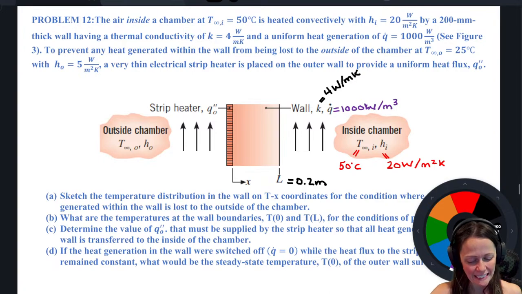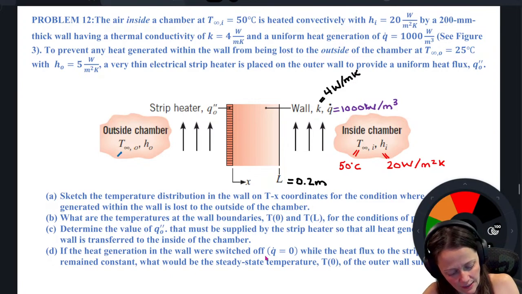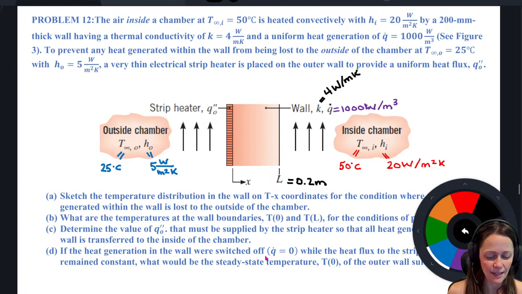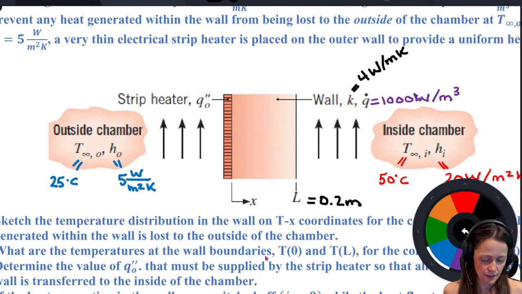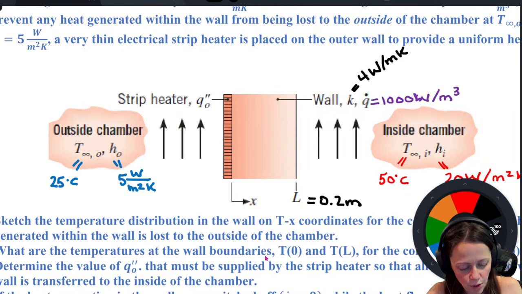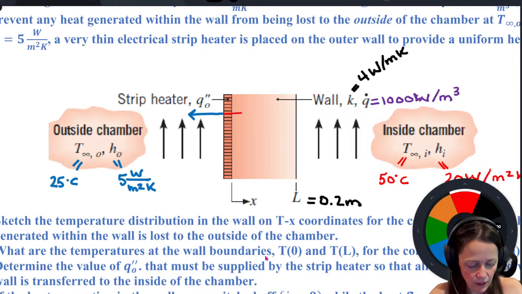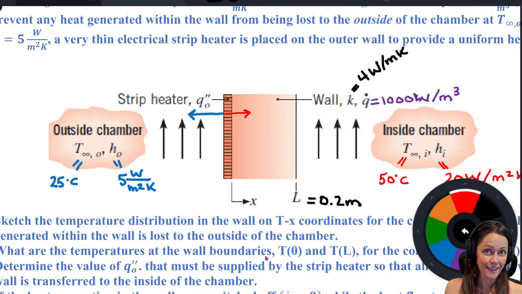So to prevent any heat generated within the wall from being lost to the outside of the chamber, and the outside is at 25 degrees Celsius, and then the convective heat transfer coefficient is 5 watts per meter squared Kelvin. A very thin electrical strip heater is placed on the outer wall to provide a uniform heat flux. So, as you can see, you've got a colder environment on the left-hand side, and so you would expect that heat's going to be lost by convection. But what that strip heater is doing is providing enough heat flux to negate that effect.